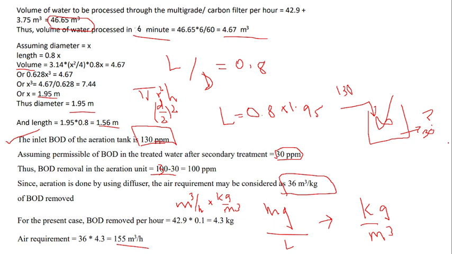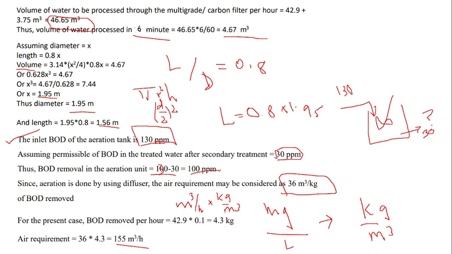So the BOD removal is 130 minus 30, which is nothing but 100 ppm. How is the BOD removed? BOD is the biological oxygen demand. So this oxygen demand can be removed when oxygen is supplied. To remove 1 kg of biological oxygen demand, it is standard that 36 meter cube of oxygen, that is air, is required. So this much air is required to remove 1 kg of BOD.